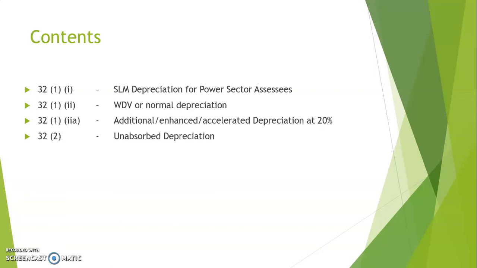Third category, unabsorbed depreciation. So these are the three categories of depreciation. 1 and 2, your basic. The next one, 32(1)(iia), your additional or enhanced or accelerated depreciation, is applicable only for assessees who follow WDV and fulfill certain conditions. All those conditions we'll learn in detail in our detailed study of that particular section. And finally, the third category, unabsorbed depreciation.